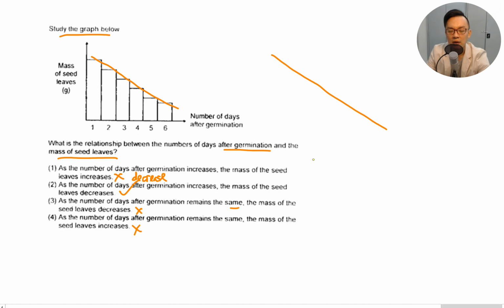Okay, so the only correct one is as the number of days increase, the mass of the seed leaf will decrease. All right, so the answer is number 2.